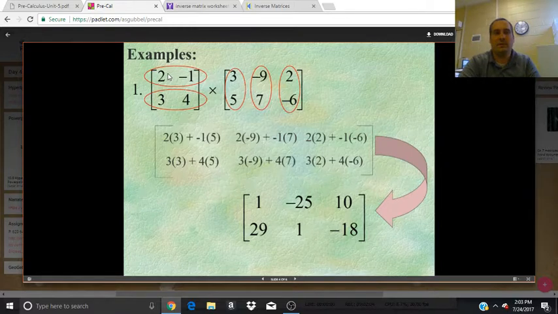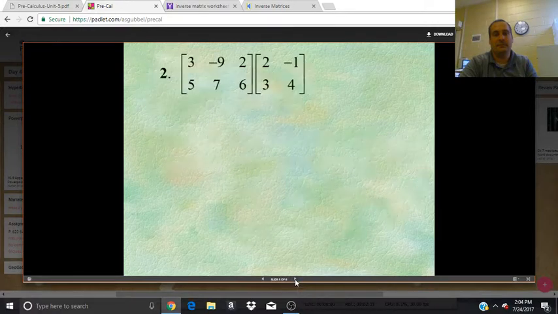You do the same thing again. You take this, 2 times 2 is 4, -1 times -6 is +6, and you add your answers together. And that's how you actually do it. You take the rows times the columns to get your answer. So the same thing on the bottom here. You take 3 times 3, which is 9, and then 4 times 5, which is 20. You add them together, you end up getting 29 as an answer.